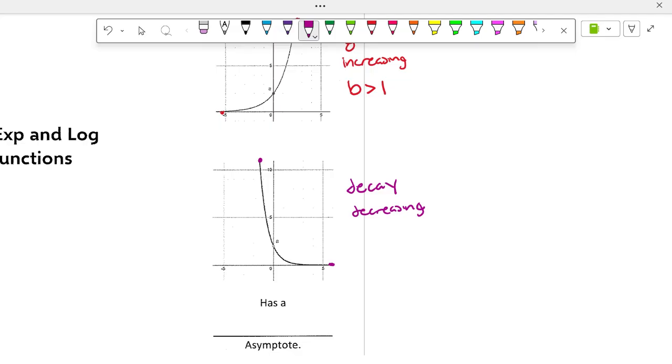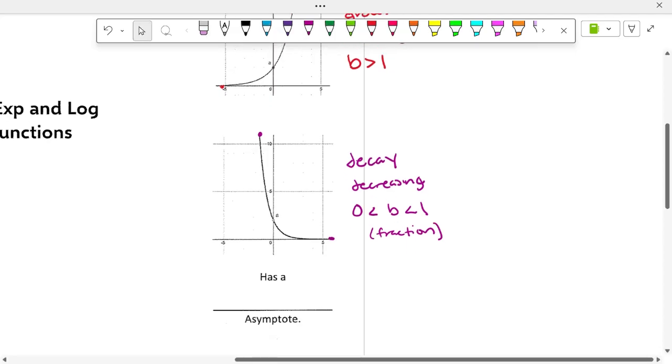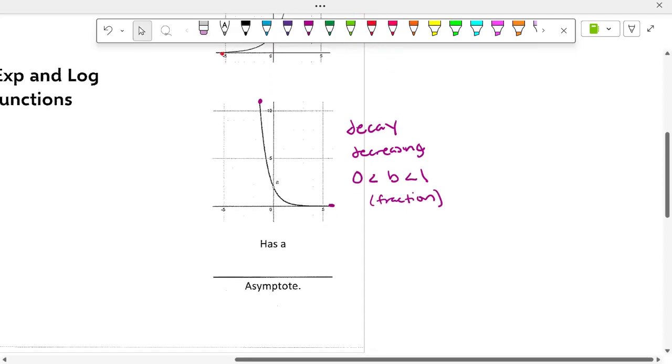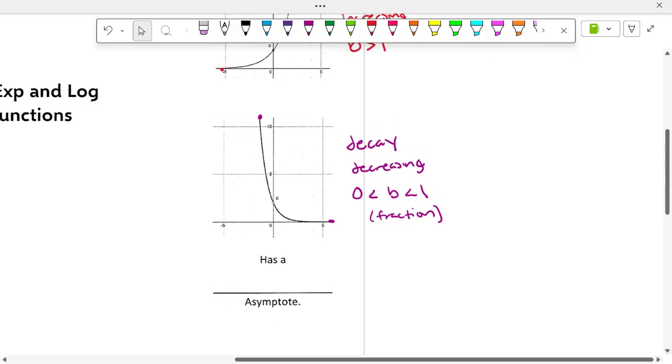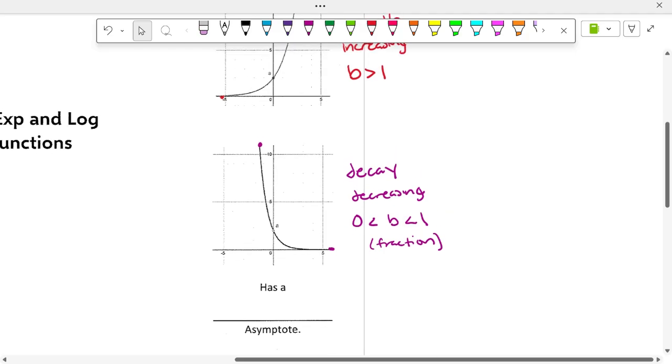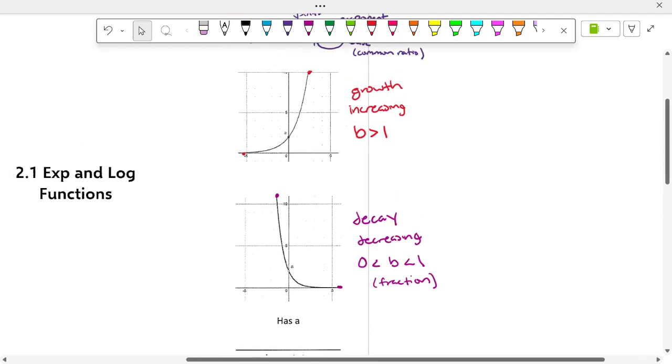Now, the base for an exponential decay is going to be between 0 and 1. So if it's between 0 and 1, what type of number is it? It's a fraction. So in other words, the base is a fraction. And I mean a true blue fraction, like numerator smaller than denominator. Yeah. Here, I'll zoom out a little bit.